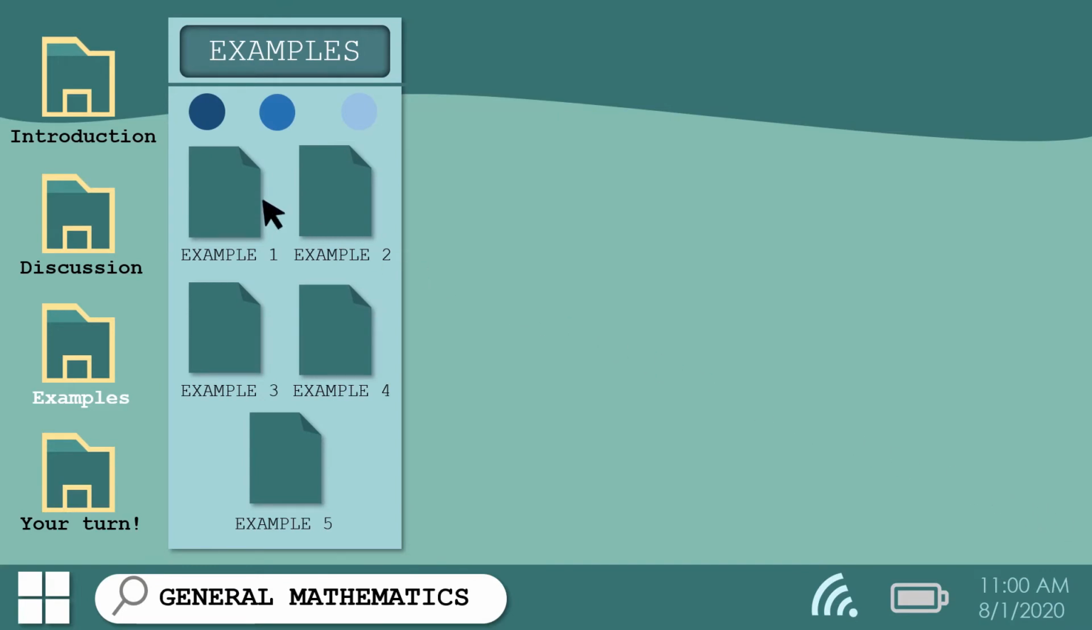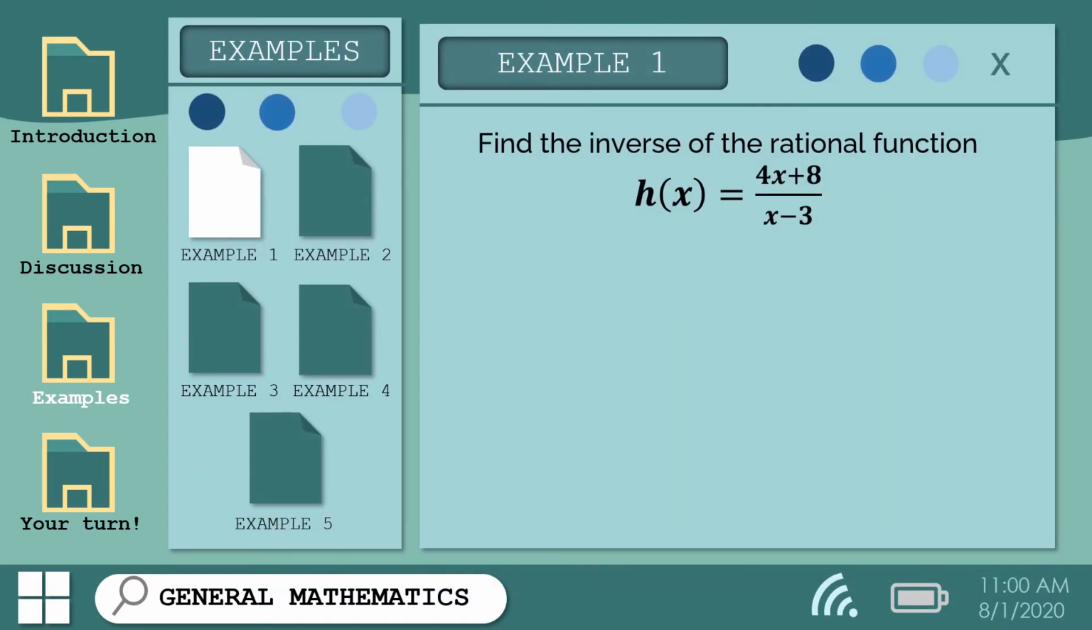Example number 1. Find the inverse of the rational function h of x is equal to 4x plus 8 over x minus 3. So, yung unang step po muna natin, na yung h of x o yung function natin ay isulat po in the form of y is equal to f of x. So, meaning, magiging y na po yan. Y is equal to 4x plus 8 over x minus 3.